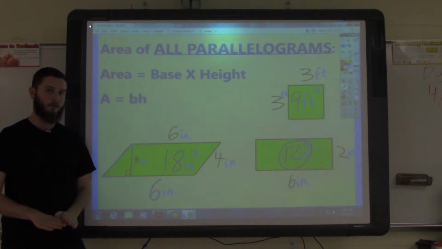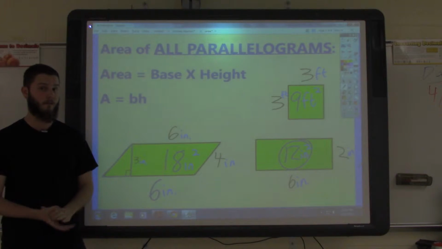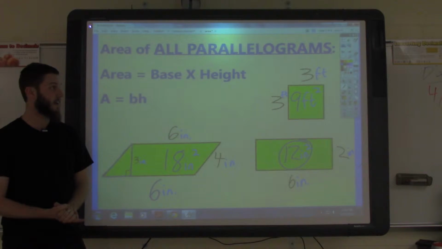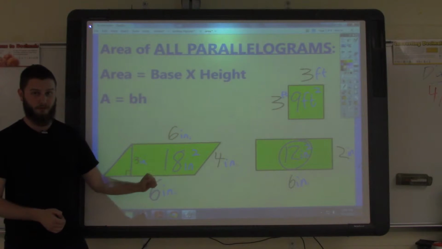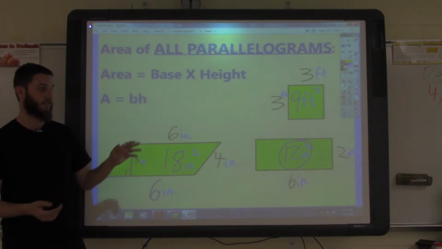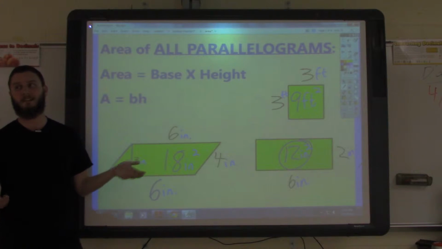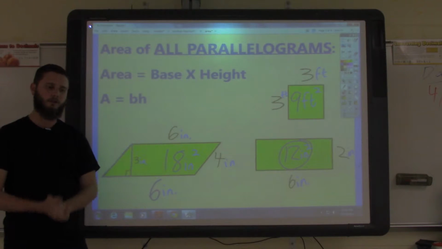Before we move on to the area of triangles and other shapes, I just want to touch base on the way that you would handle the units of measurement. Before I was simply saying 6 and 3 and 4 and 18. Well, that's not how things are usually going to work.